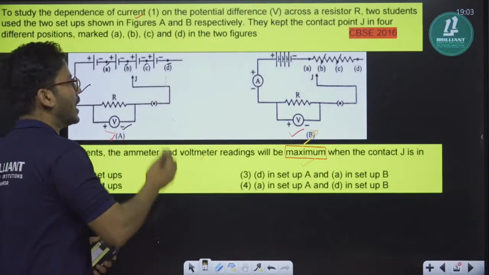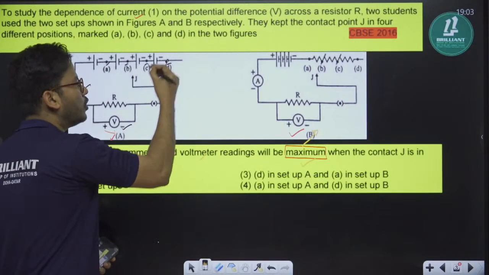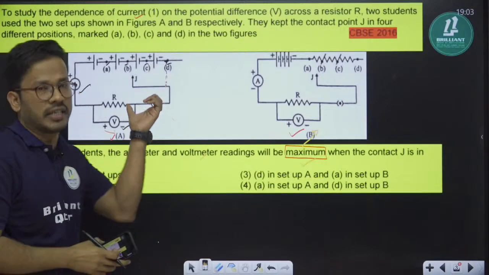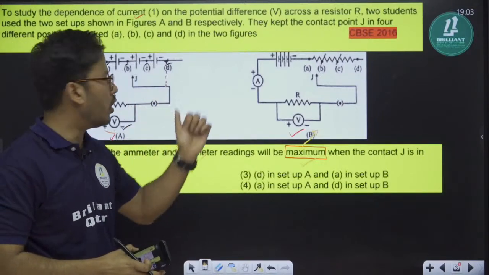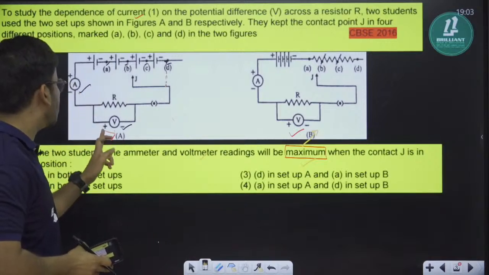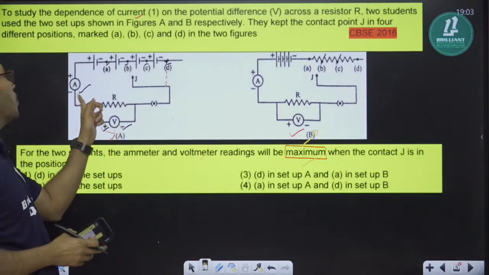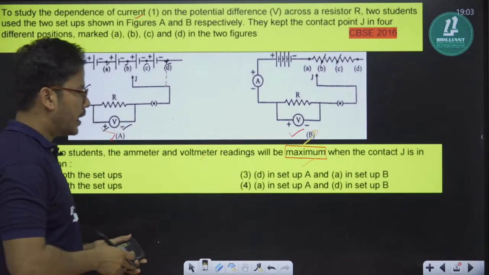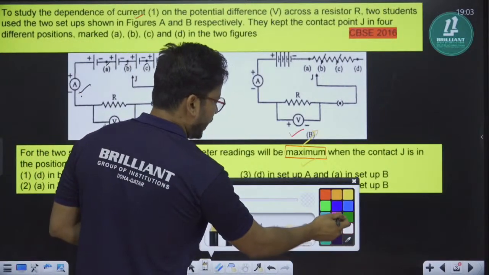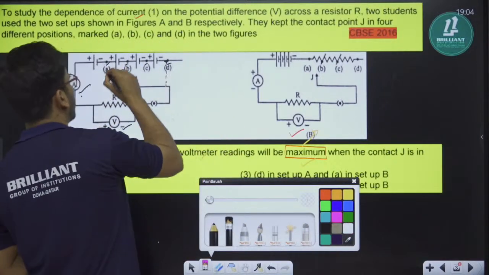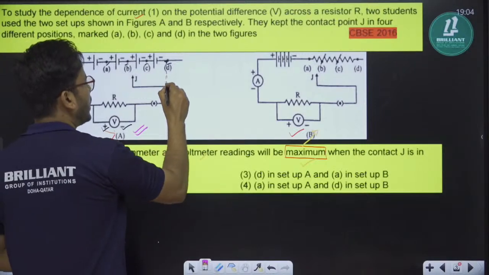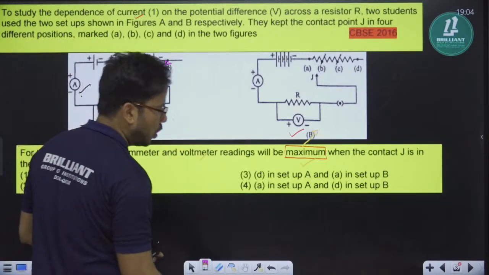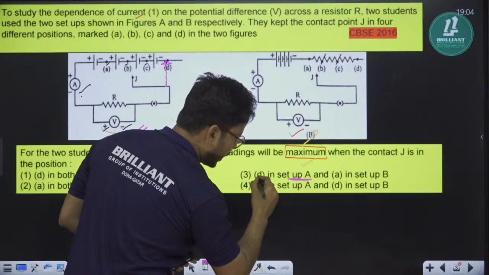So what I will do is that I will connect in this junction. When I do this, I can clearly see the potential difference is going to increase. And once the potential difference increases, of course the current will also start increasing. So let's say in first figure A, I will connect in D part. So set up A, I will connect in D part.